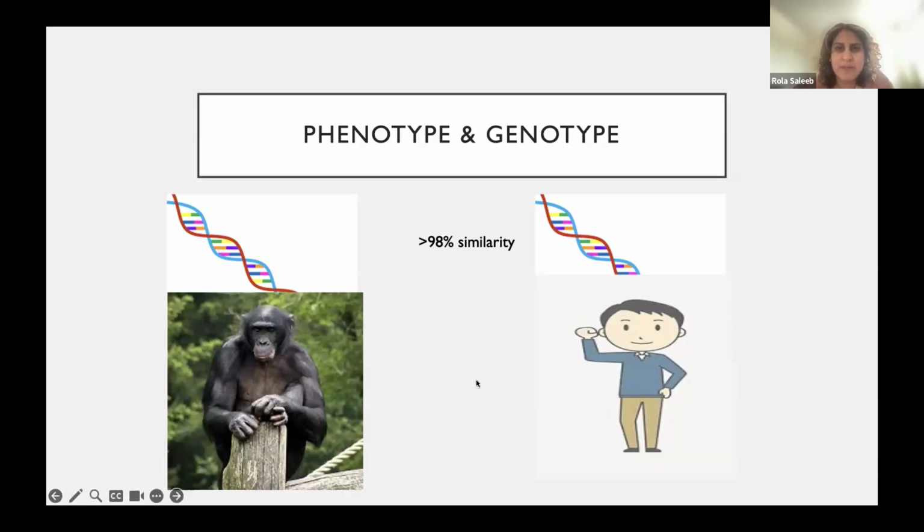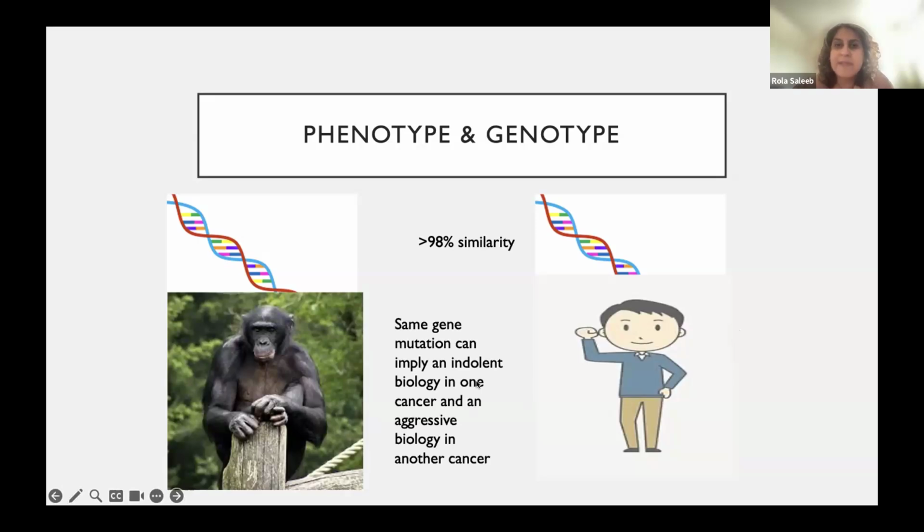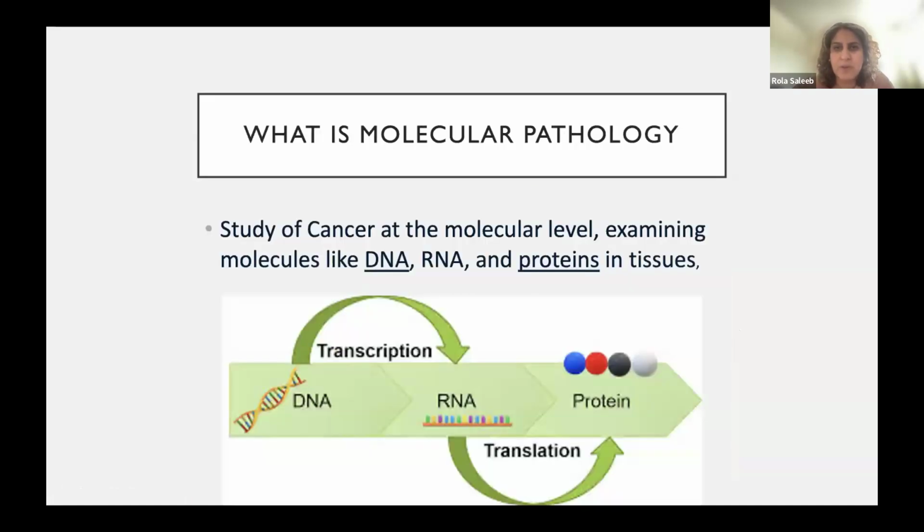And this is very important, I would say, because you can have the same exact gene mutation that in one cancer would imply that this cancer is more indolent or well-behaving, and in another cancer would imply that this cancer is more aggressive. So it's very important to take it in context of the phenotype. What is the cancer under the microscope? And that's why we start by studying the microscope. What is the cancer first?